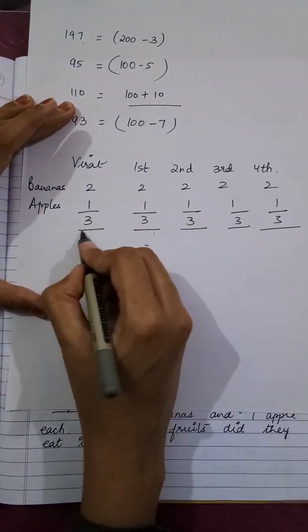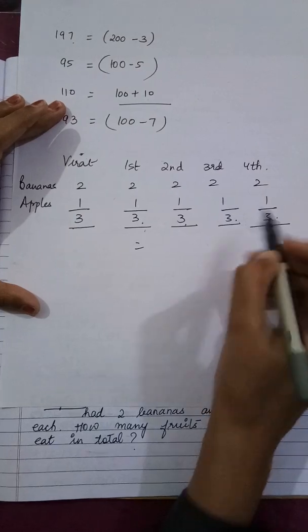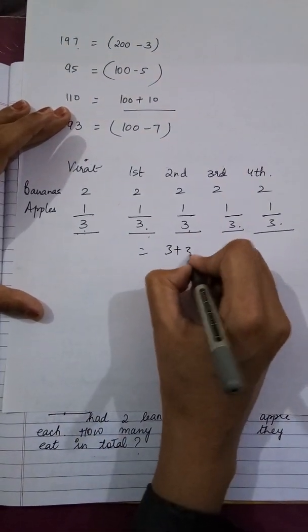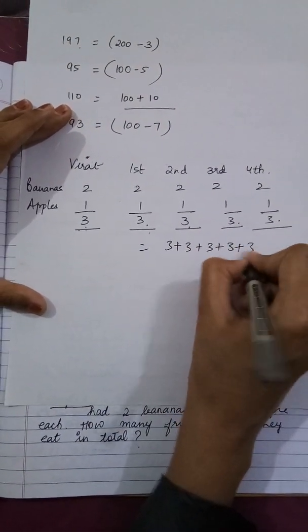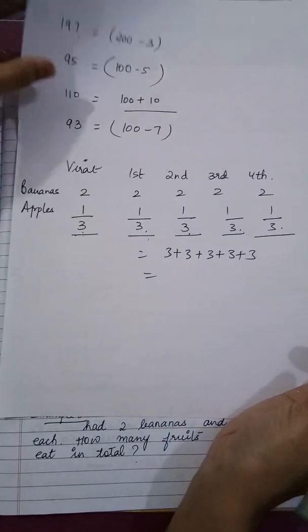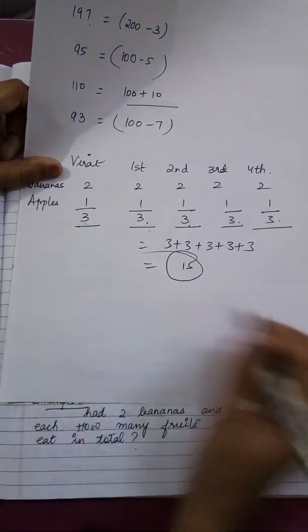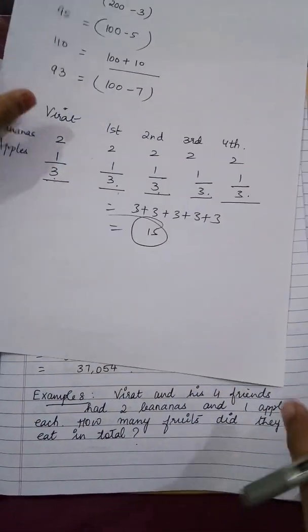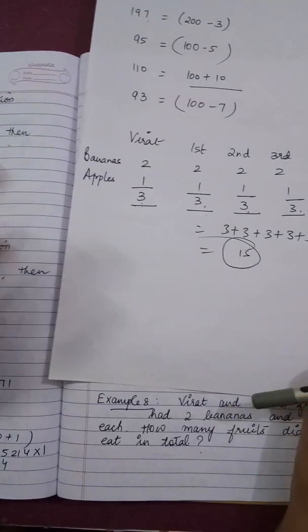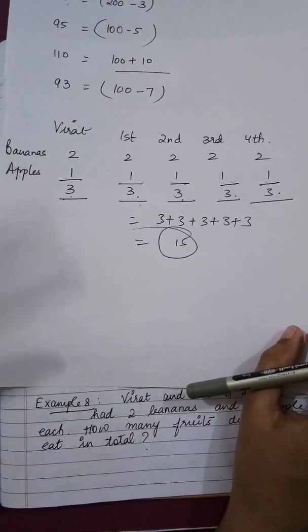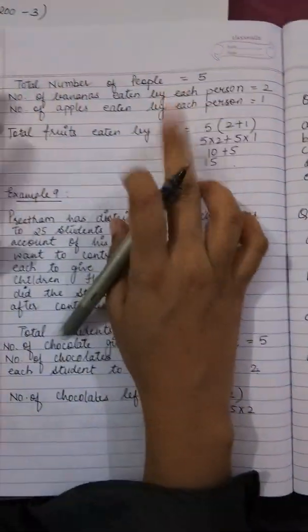What are you going to do? 3 plus 3 plus 3 plus 3 plus 3. How much will it be then? 15 it will be. But this was the simple concept, and we have to use the distributive law in this. Now how are you going to use the distributive law? Let us see.